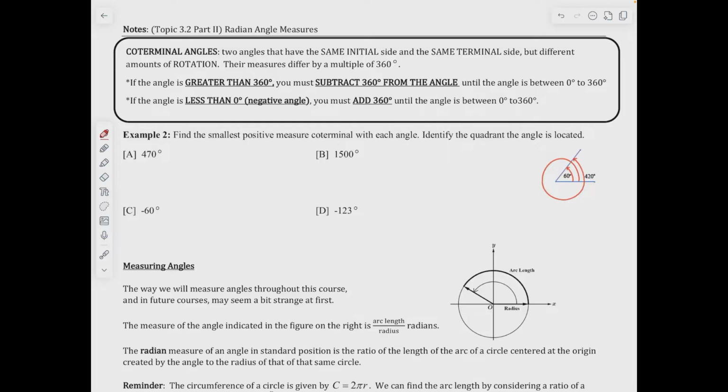So example number 2 says find the smallest positive measure coterminal with each angle. Identify the quadrant the angle is located in. For 470 degrees, I refer to the previous example. If the angle is greater than 360, subtract 360 until it's between 0 and 360. So I take 470 degrees and subtract 360 from it. 470 minus 360 gives me 110 degrees.